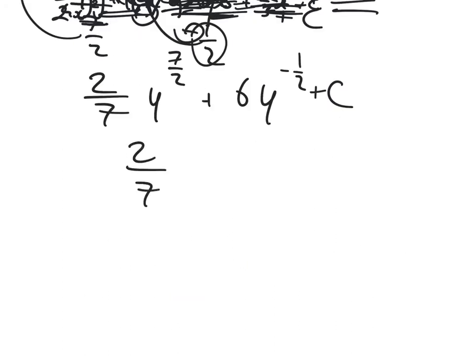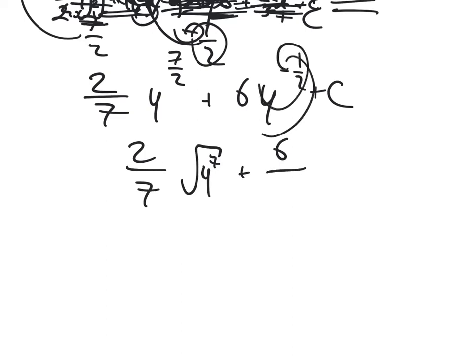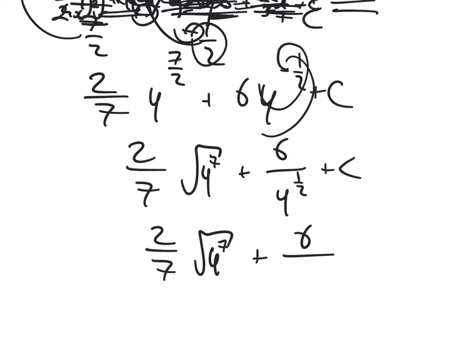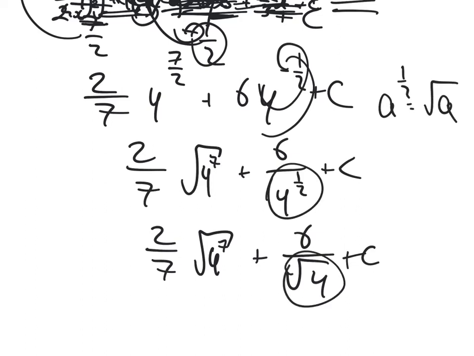Okay, so 2/7 of the square root of y to the power 7 plus 6 over, I can bring that down, y to the 1/2 plus c. Final line, 2/7 of the square root of y to the power 7 plus 6 over the square root of y plus c. Since anything to the power half is its square root, I can write y to the half as the square root of y.